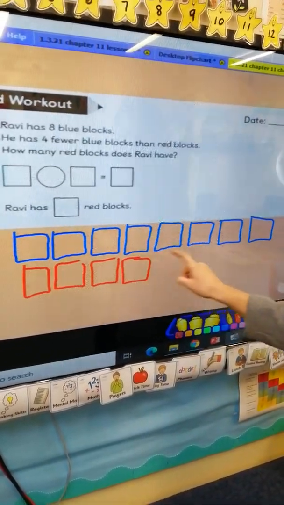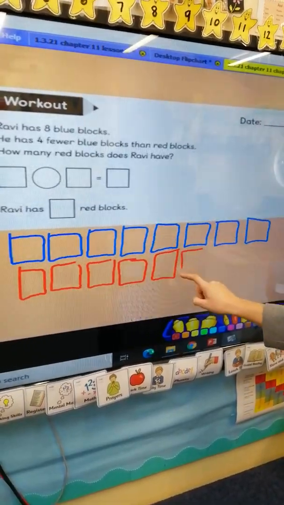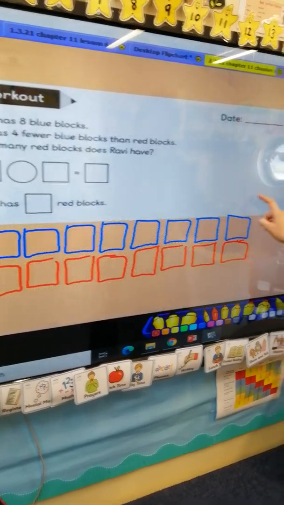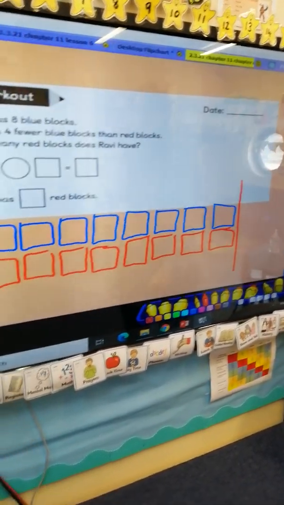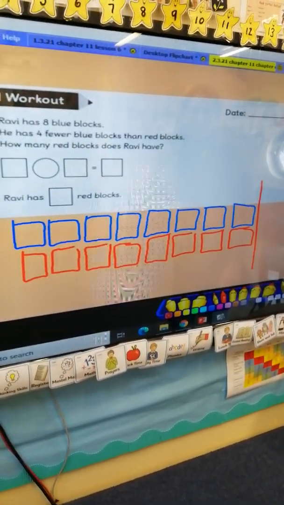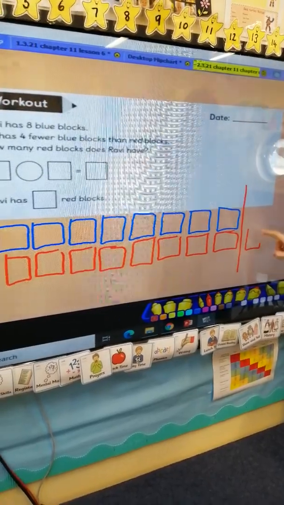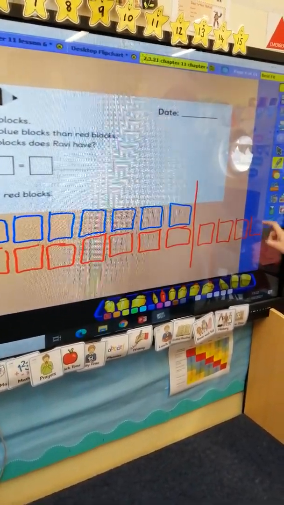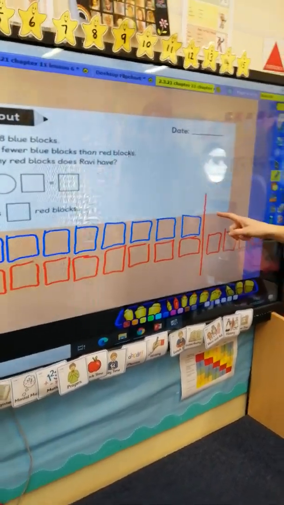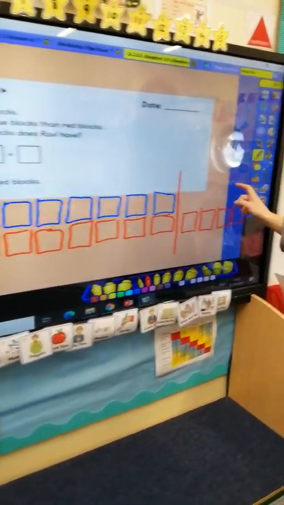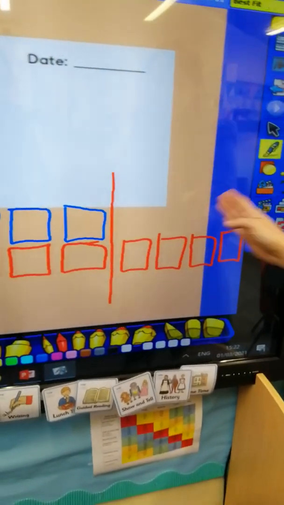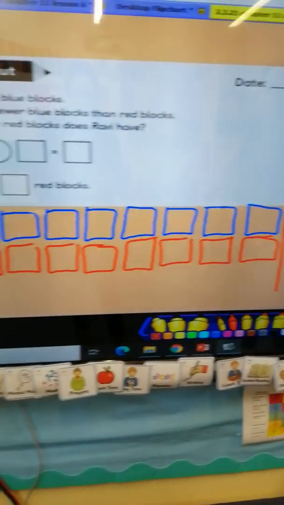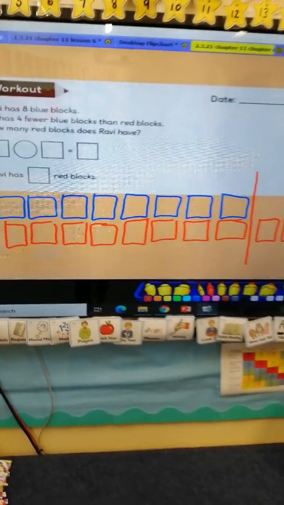So let me represent the red blocks, which are going to be the same. Here we go. I've now got the same number of blue blocks and red blocks, but he's got 4 fewer blue than he's got red. Oh, there we go. So you can see I've got a gap for 1 blue block, 2, 3, 4. So there's 1, 2, 3, 4 fewer blue blocks than there are red blocks.